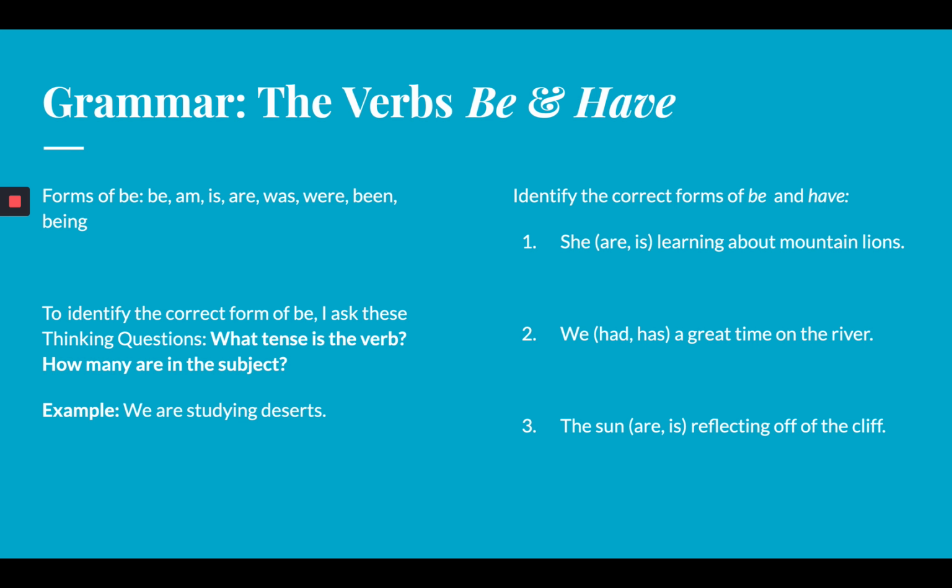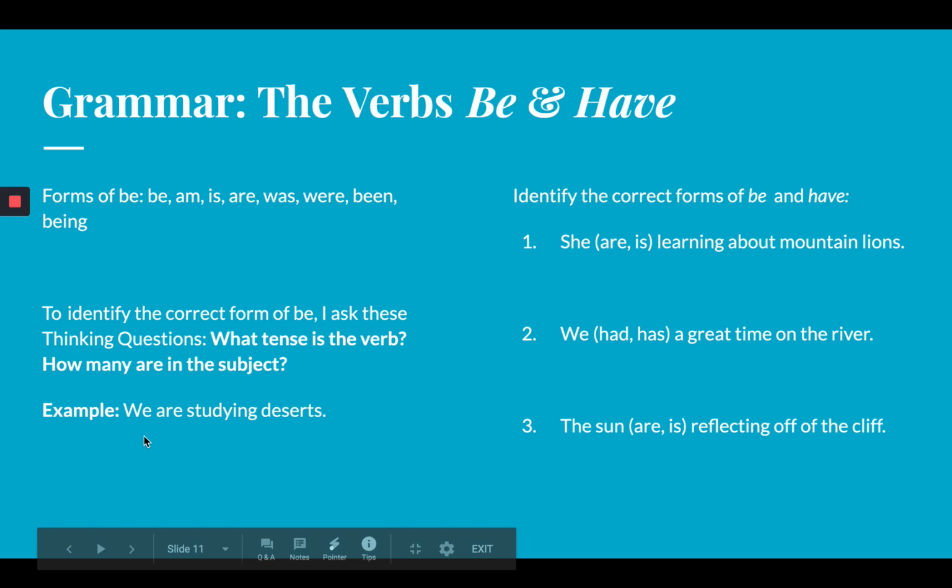The grammar that we're focusing on in this lesson are the verbs be and have. The forms of be are listed right here. They are be, am, is, are, was, were, been, and being. To identify the correct form of be, I ask myself these thinking questions while I'm reading. What tense is the verb, and how many are in the subject? Let's look at this example. We are studying deserts.